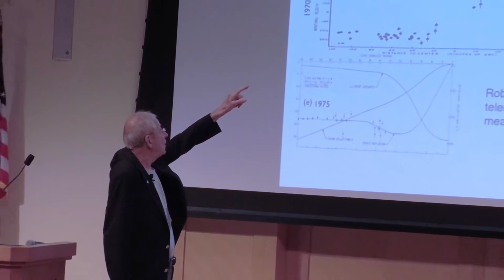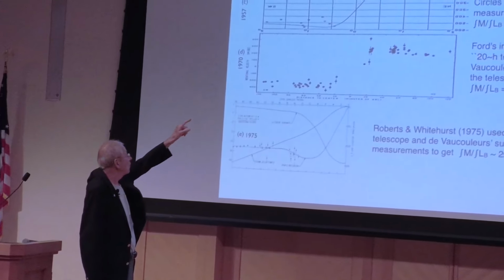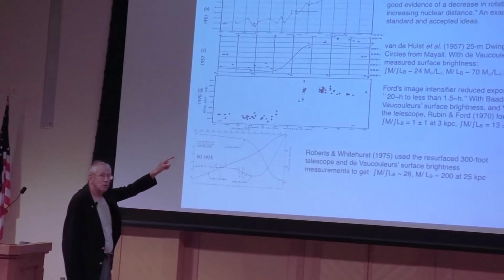Next step down, Mayall used Baade's positions for emission line regions, and obtained radial velocities shown in the second curve. The measurements were not very precise. In places, he reported uncertainties of 100 kilometers per second, so we can't take this too literally. But we do notice an interesting sociological point. There is good evidence of a decrease in rotation velocity with increasing nuclear distance.